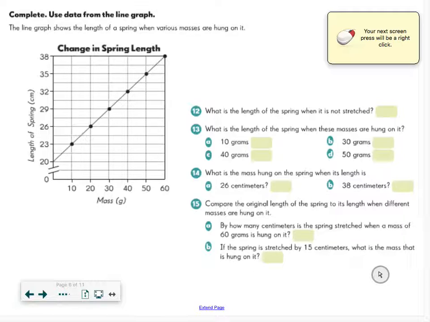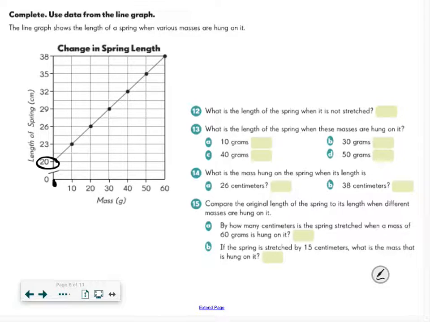What is the length of the spring when it is not stretched? Well, that means when you just buy the spring, which has to be right here. And when you're not bought, the line graph starts at 20, so I'm guessing without any weight or mass on it, it is 20 grams.